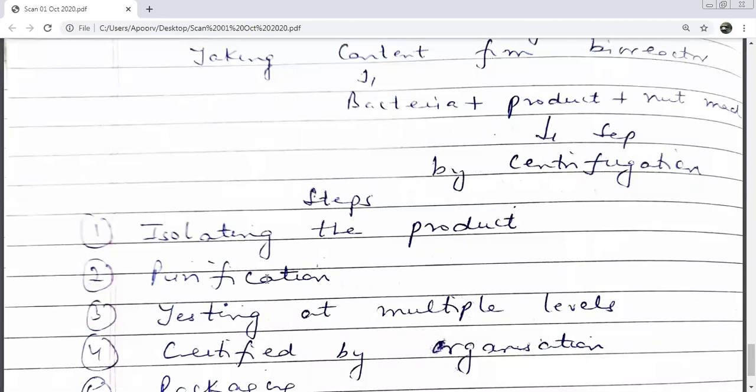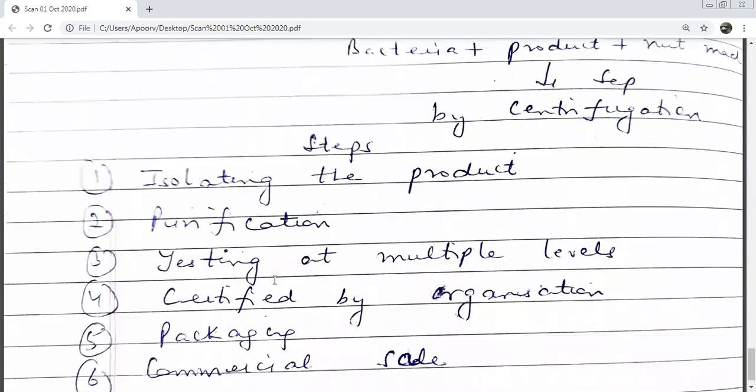Now I'll do purification of the product. Even after isolation, it is possible that some nutritive medium is left. So I will purify so that I purely get what? Insulin. After I get insulin, it will be tested at multiple levels. It will go to one lab, it will be approved, then it will go to another lab, it will be approved. So at multiple levels, testing will be done.